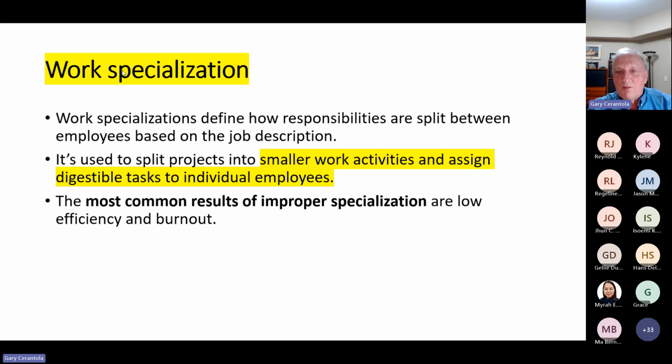So I talked about work specialization. It's basically used to split projects into smaller work activities and assign digestible tasks to individual employees. And again, there are all kinds of advantages in terms of quality, because now that person becomes a specialist in that key area, so is a lot more meticulous. Because of the quality, there's less waste, there's less cost, so there's a lot of things that come into play.